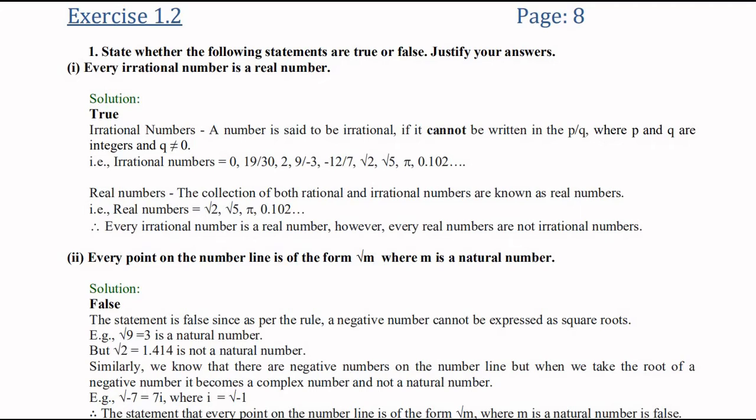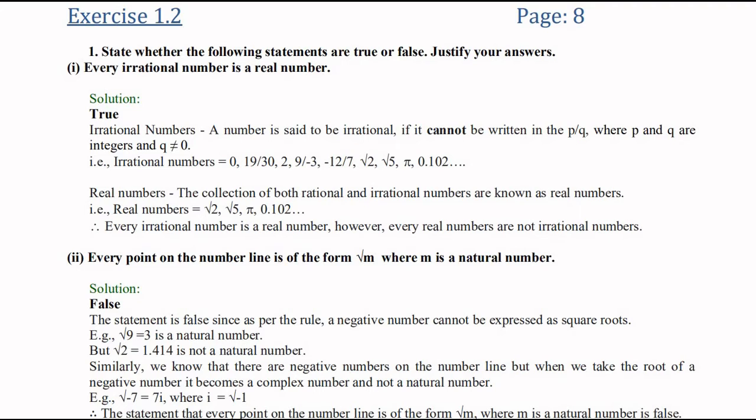The irrational numbers definition: a number is said to be irrational if it cannot be written in the form p by q, where p and q are integers and q is not equal to 0. Now let's see the definition of real numbers. The collection of both rational and irrational numbers is known as real numbers.